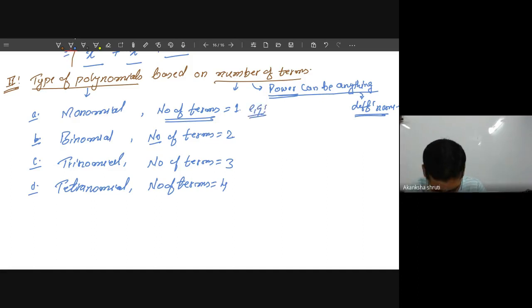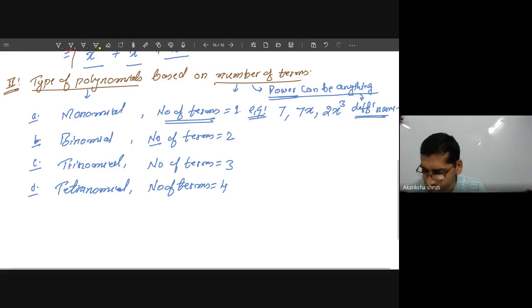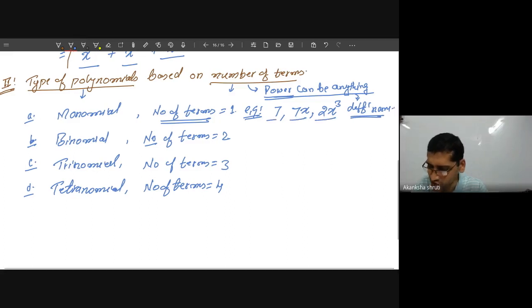So write few examples of monomial. If you are just writing any real number, say 7, what is this? Only one term. Even if you are writing 7x, one term. 2x cube, it is one term. So whether 7, 7x, 2x cube, these are single term polynomials. So all of these are monomial.